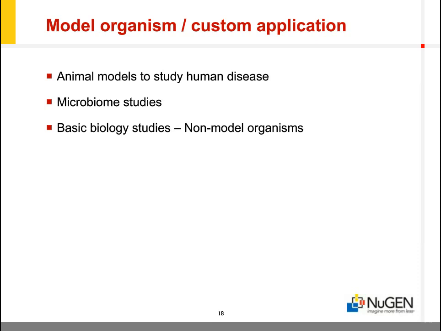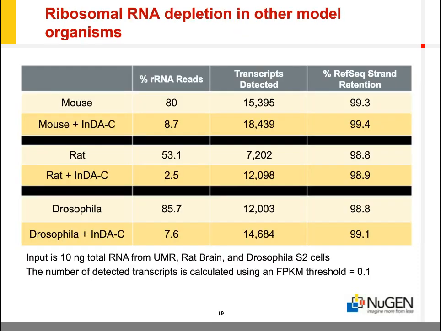We constructed RNA-seq libraries from RNA isolated from 3 model organisms, mouse, rat, and Drosophila, both with and without InDA-C ribosomal RNA depletion. All libraries showed excellent strand retention. In the absence of ribosomal RNA depletion, the ribosomal RNA reads represented between 35 to 86% of the total reads for these samples.